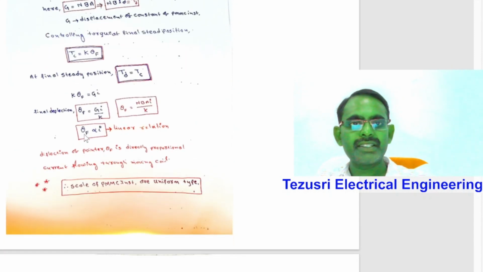Overall, the deflection angle of the pointer is directly proportional to the current. Therefore, the scale of the instrument becomes linear. The deflection of the pointer is directly proportional to the current. Therefore, the scale becomes the uniform type.